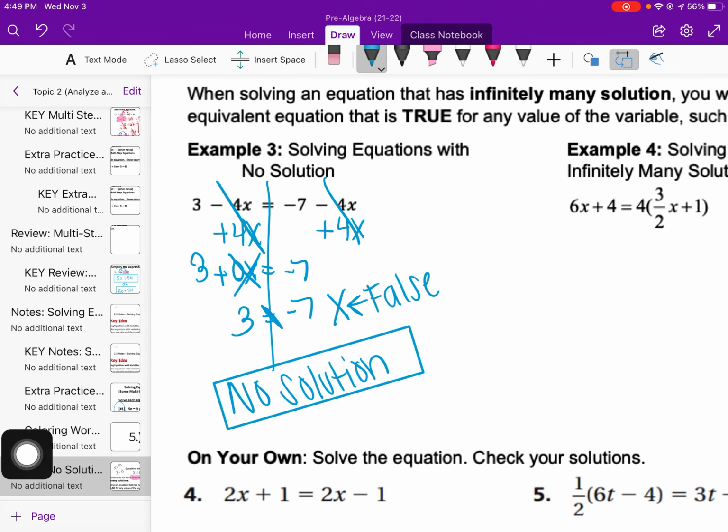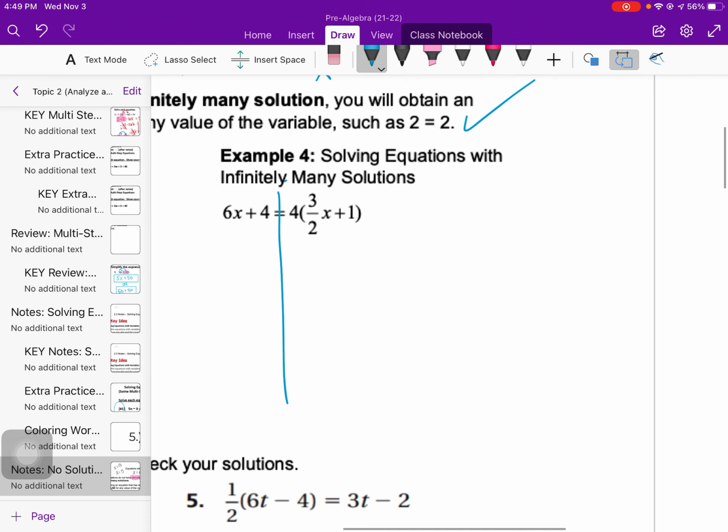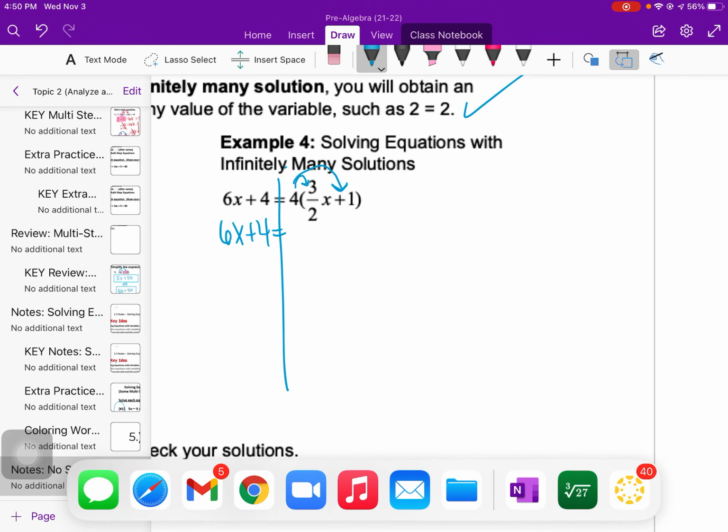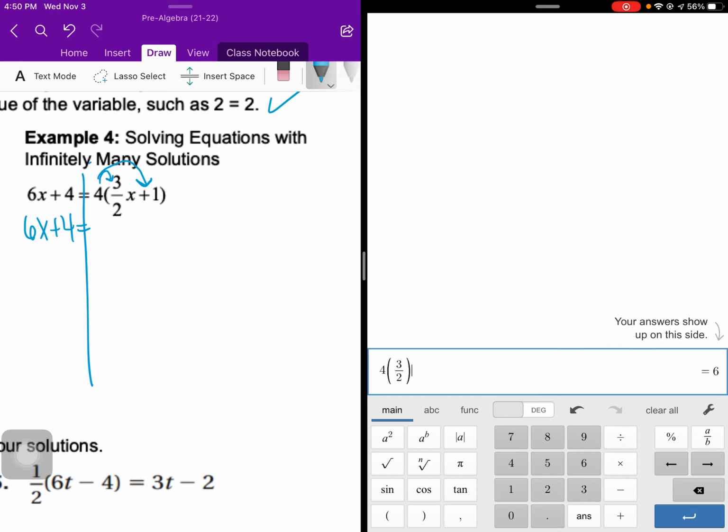Now let's move over to what an infinitely many solution looks like. I'm going to draw my line down the middle first. And I always know I've got to distribute first, so I'm going to do that first. I'm going to bring down my 6x plus 4 and then distribute. Well, I'm going to use my calculator for this. So I'm going to do 4 times 3 divided by 2. And that gives me 6. Bring down my x. 4 times 1 is 4.